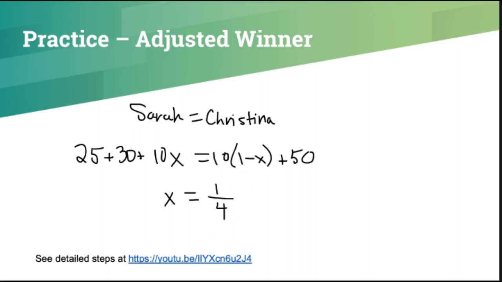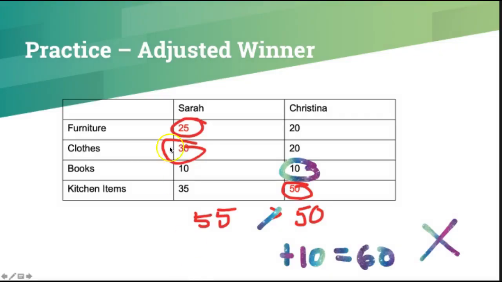But regardless, again, let me show you here. We've got 25 plus 30, because those are the two items that Sarah found to be the most value for her. Well, not the most value for her, but more value than what Christina put on them. And then Christina's 50. So we're going to do 25 plus 30 plus 10 times whatever percentage that Sarah gets of that percent. And then Christina's going to get 50 plus whatever leftover percent that Sarah didn't get.